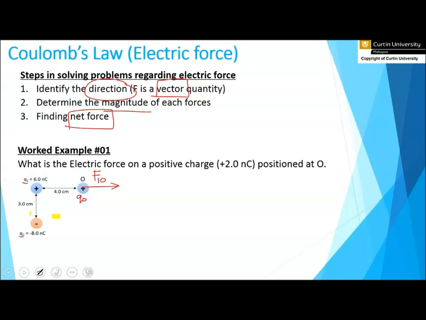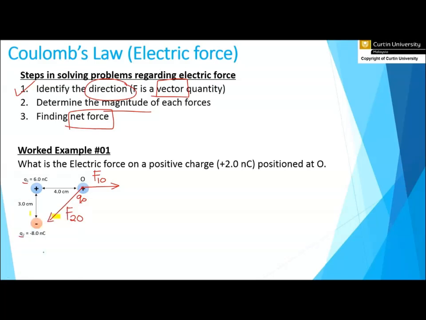And now looking at Q2 and QO. Q2 is a negative charge, QO is a positive charge. They are of opposite signs. So the force acting on QO is attractive to Q2. Hence, the direction of force will be moving towards your Q2. So this is the direction of your F2O. So here, done with our first step.